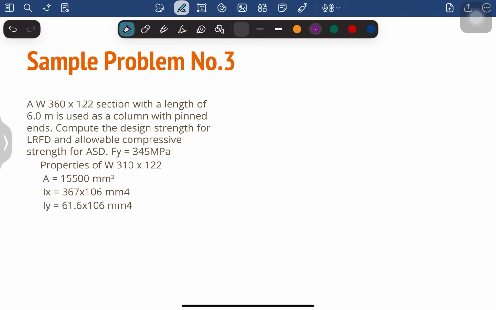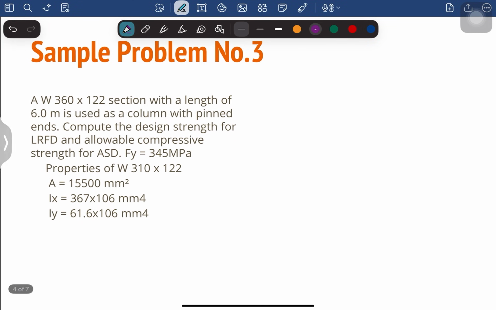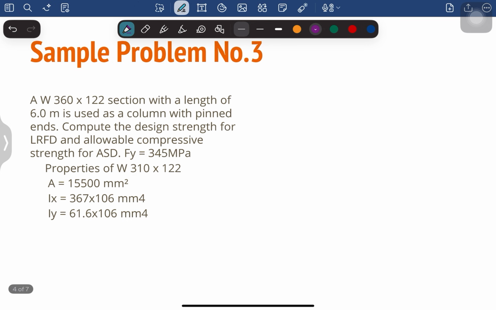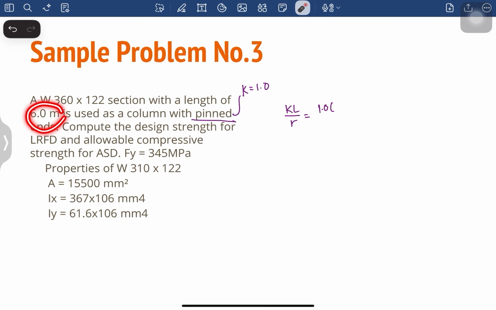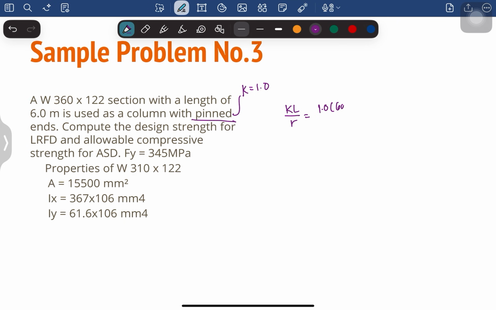So for this sample problem, the given support, both ends are pin support, so therefore the K is equal to 1.0. So to get the slenderness ratio, K is 1.0. The length is given as 6 meters, so we need to convert it to 6,000 mm. Then the radius of gyration.